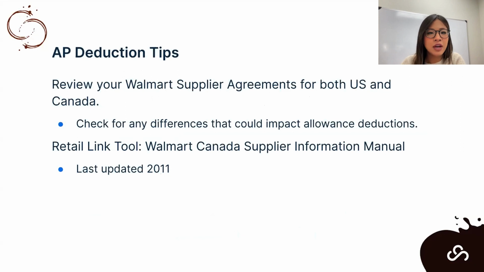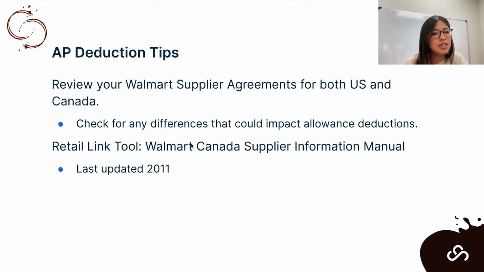A couple of tips for you: make sure that you are always utilizing and reviewing your Walmart supplier agreements for both US and Canada. This will come in handy anytime you're having to fight allowance charges, pricing charges, and things like that. We called this out because a lot of times teams will have different terms between the US and Canada: different payment terms, different shipping terms, different DAs, and things like that. So when you're invoicing Walmart US or Walmart Canada, make sure you are following the correct terms depending on which one you're sending product to.